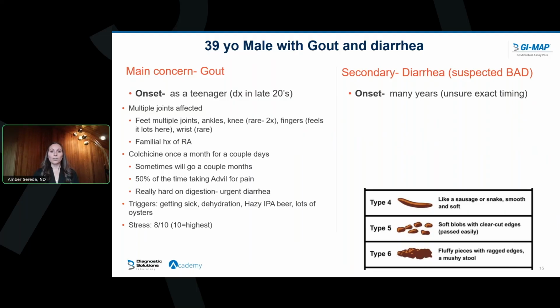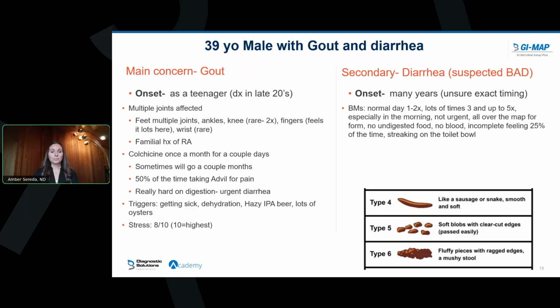He's had this going on for many years. He doesn't really know the exact timing. On a normal day, he'll have 1 to 2 bowel movements, but it can be up to 3 to 5 times, especially in the morning. Without the colchicine, he would describe these as non-urgent. The form is all over the map. There's no undigested food or blood, but it does feel incomplete about a quarter of the time.